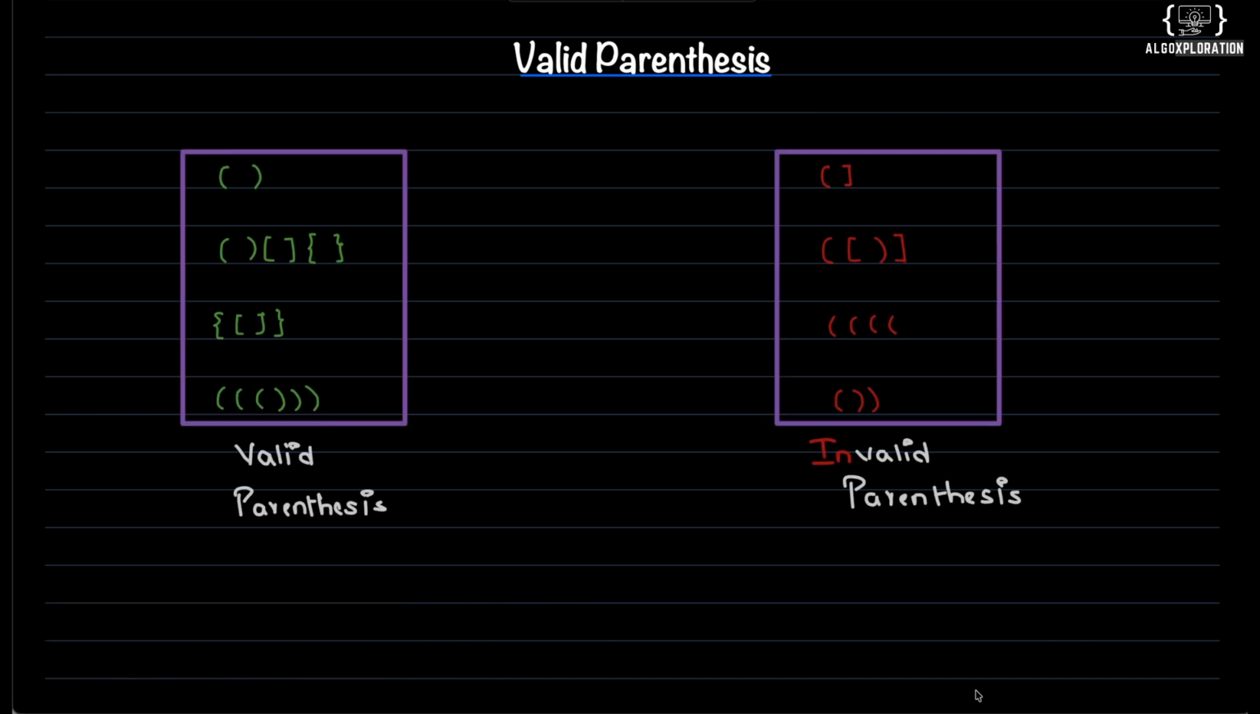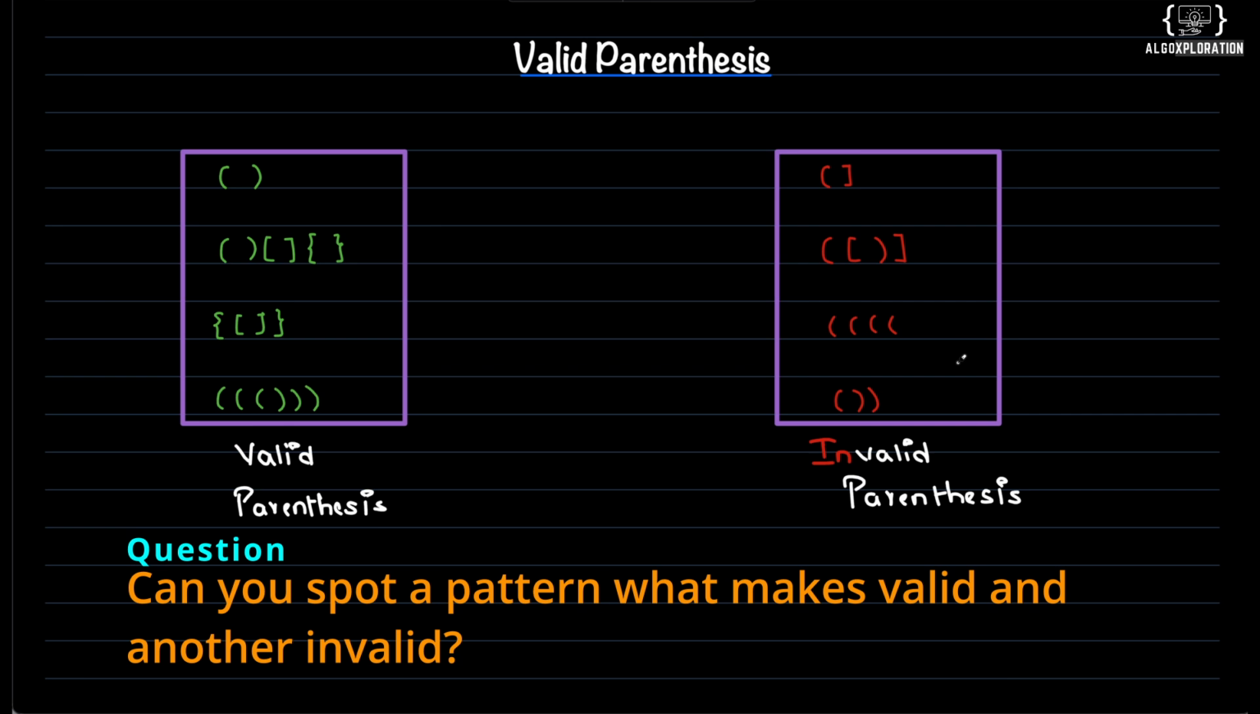Look at this example. The parentheses shown in green are the valid parentheses, and the parentheses shown in red are the invalid parentheses. So basically we need to return true or false if the parenthesis string is valid or not. So can you spot the pattern? What makes one valid and another invalid?